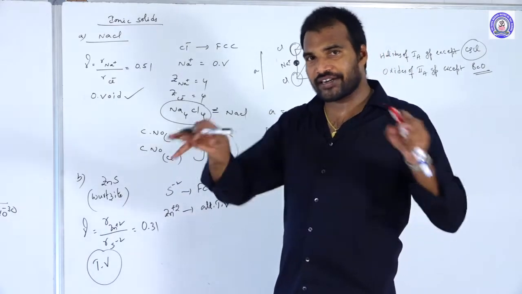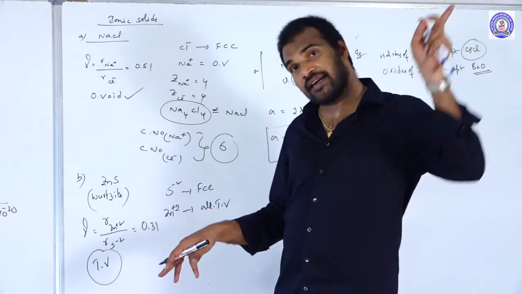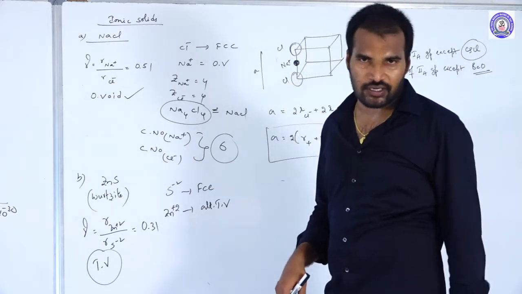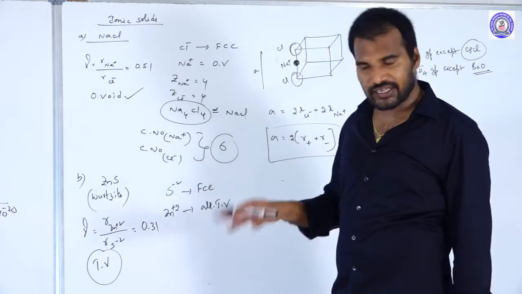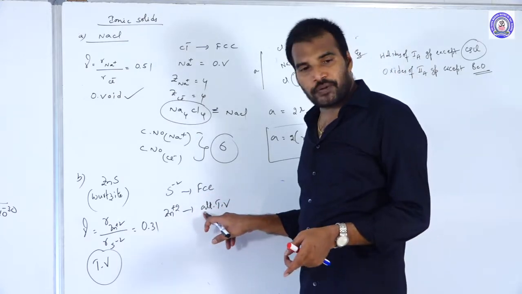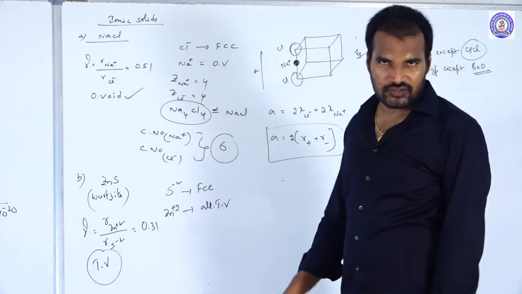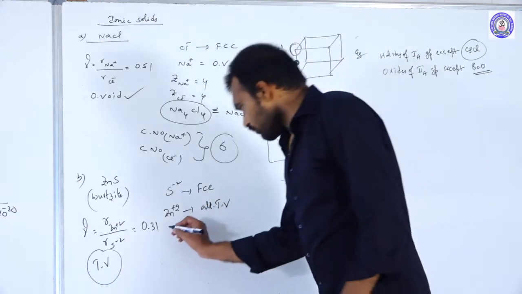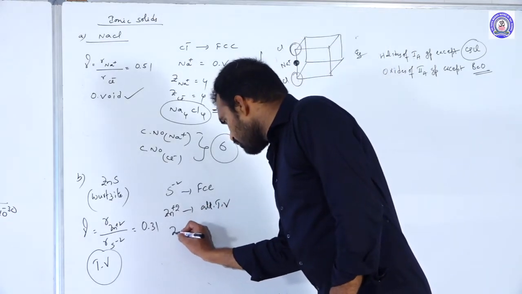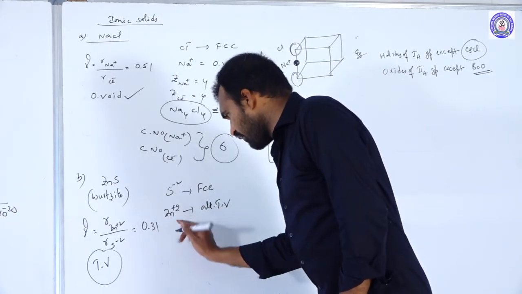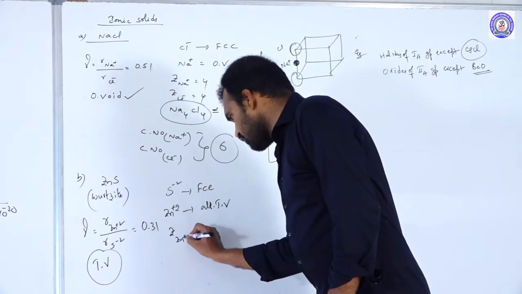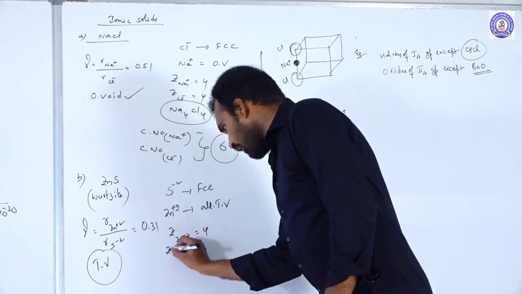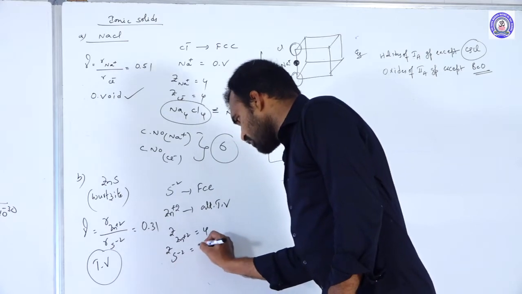8 are there. If all tetrahedral voids are occupied with a zinc ion, then 8 Zn plus 2 ions will come. But we need only 4. That is why it is occupying what? Alternate tetrahedral voids. Clear? And what is the formula? So the effective number of atoms of Zn plus 2 is equal to 4 and the effective number of S minus 2 is also 4.